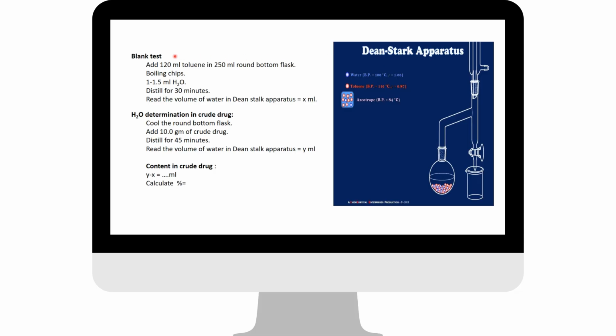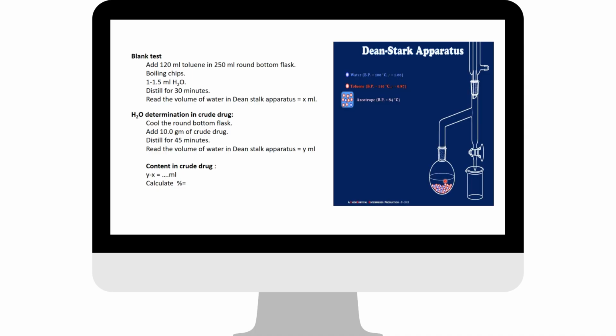Now we see the experiment, how it will be operated. First of all, we need to prepare the blank test solution. Then we will do the H2O determination in the crude drug. For the blank test, take 120 ml of toluene in this 250 ml flask, right? And then add the boiling chips.